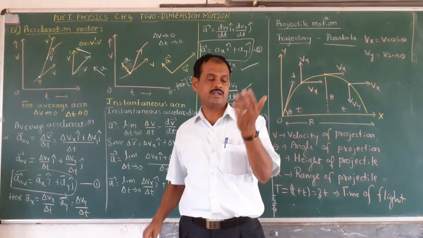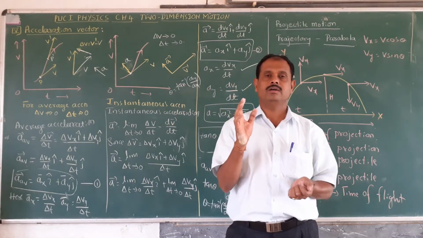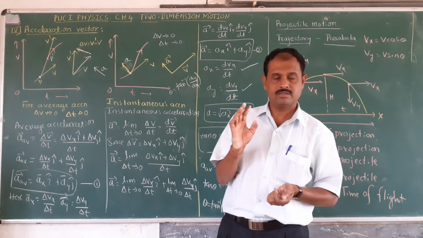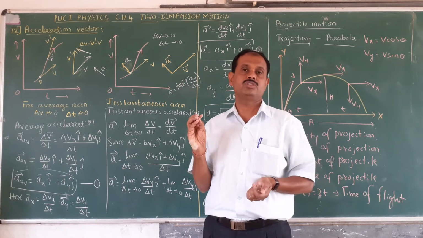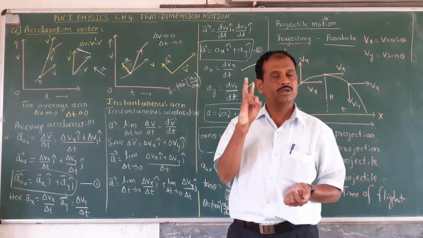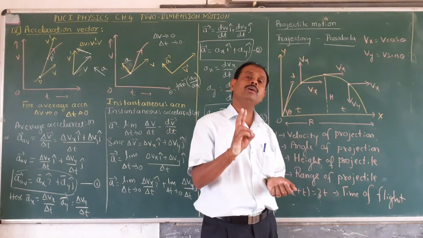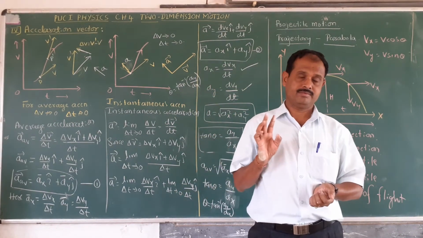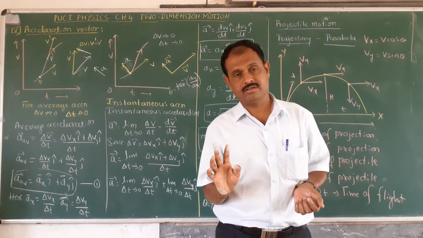Once again I repeat. When a particle moves with two-dimensional motion, it means the particle is in a state of motion, changing with two coordinates, then it is said to be two-dimensional motion. Either it moves in the xy plane, yz plane or xz plane.